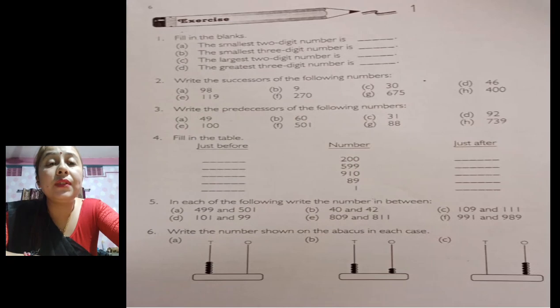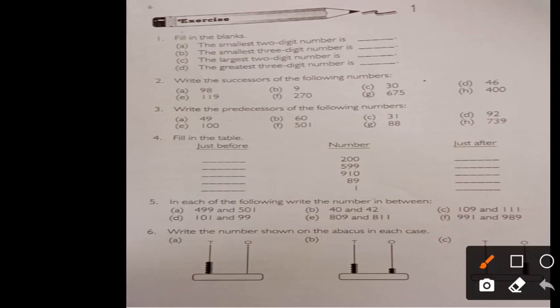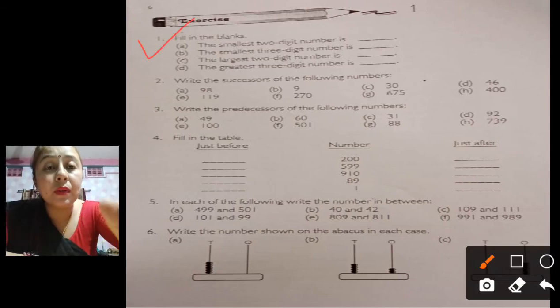So this is the first exercise, children. In the next math class we will discuss the exercise. Number 1, fill in the blanks where you need to write the smallest 2-digit number, and obviously this is your revision work, so you can try number 1. Yes, successor and predecessor also I have told you. Number 2, you can try number 1 and number 2.